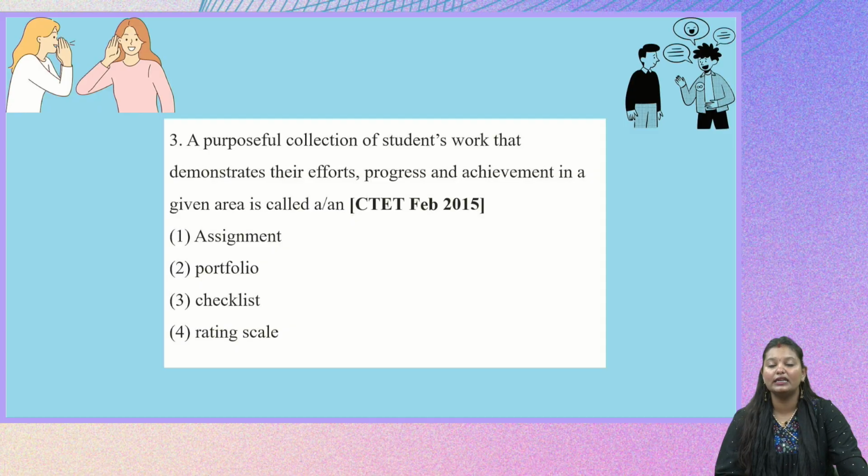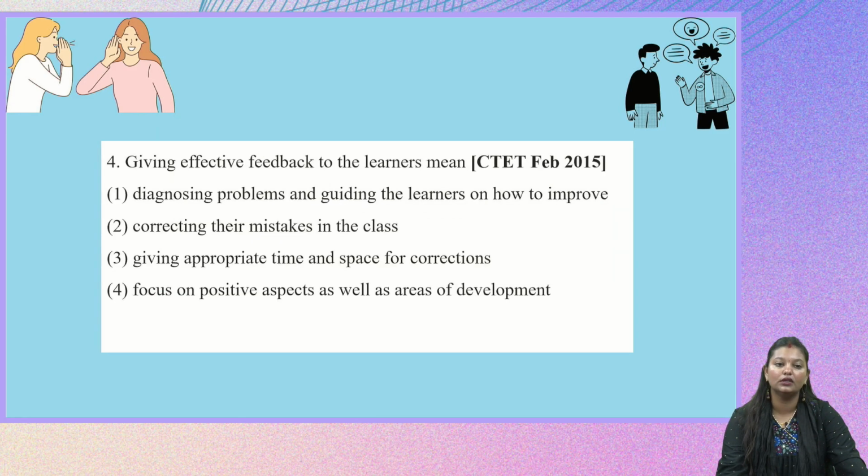The next one is rating scale. So we rate the performance of the learner in this category. So the right answer here, which will demonstrate the learner's efforts, their progress, and also achievement in a given area, will be portfolio. So the right answer here is option 2. Moving on to the next question.